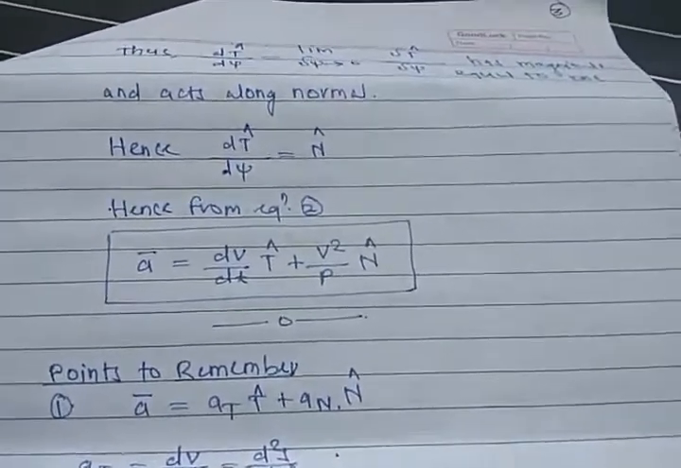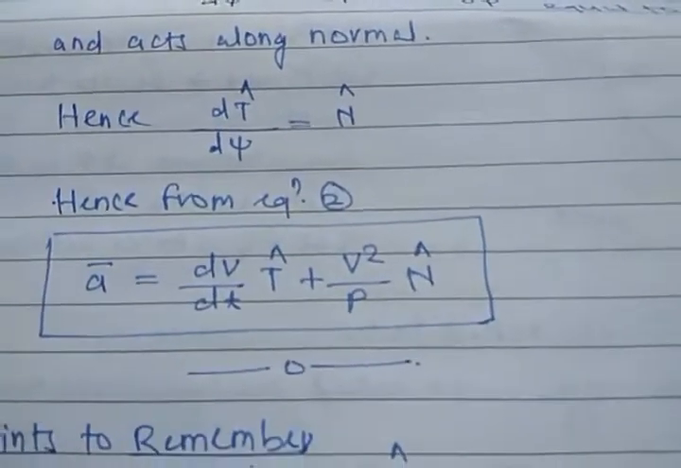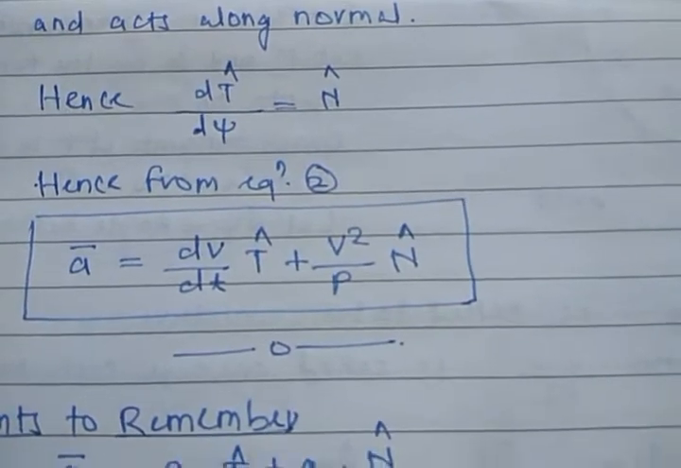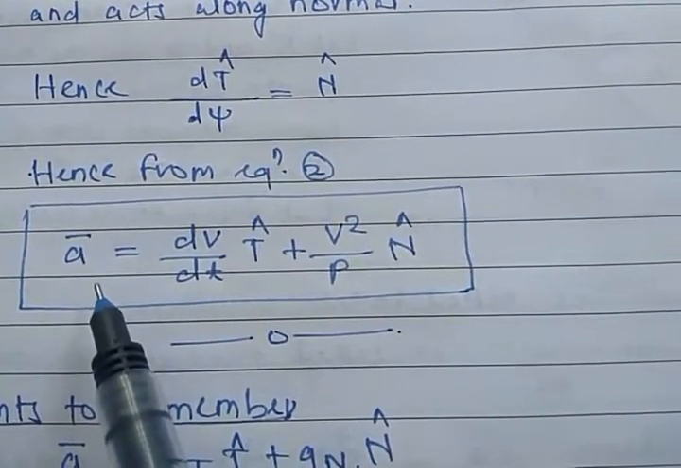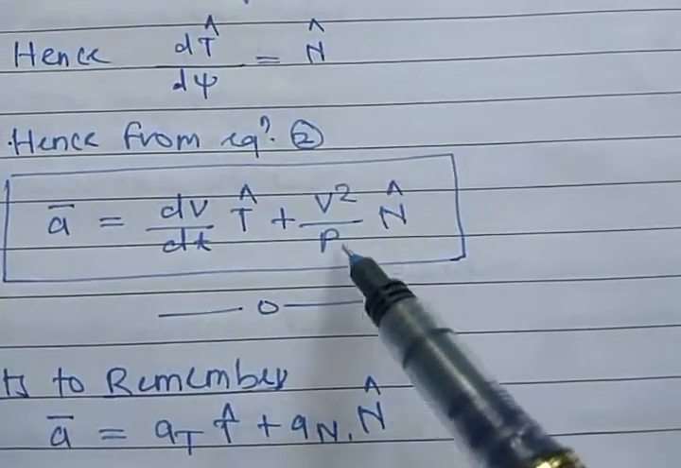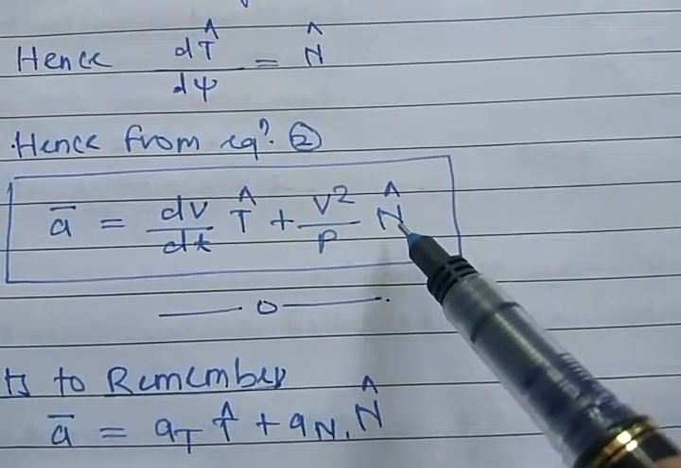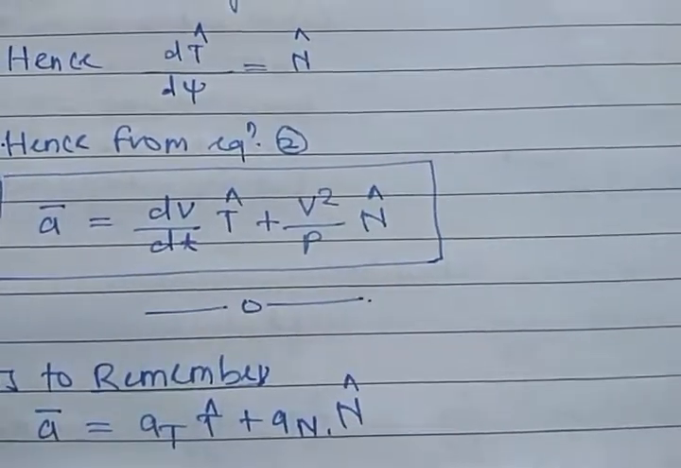Okay, so this was the derivation of the formula for acceleration. This gives nothing but the acceleration. So dv by dt into T cap plus v square by rho into n cap. So this is the normal component of acceleration, and this is the tangential component of acceleration.